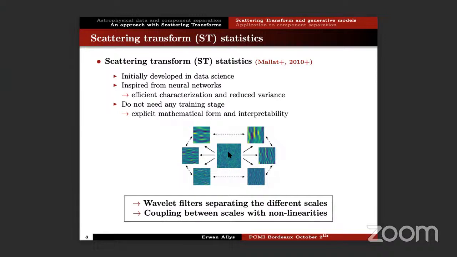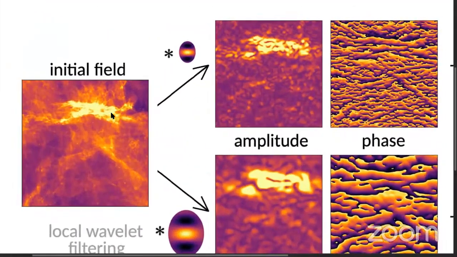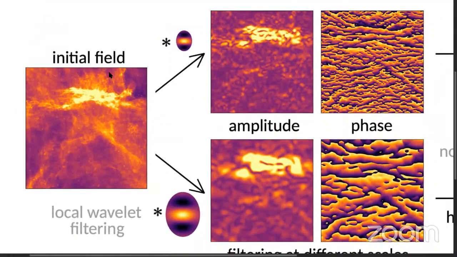And then, to do that, you will use wavelet filters, which are basically just simple bandpass filters. And then you will characterize this coupling, this interaction between scales, with nonlinearities. So let's consider again the initial fields that we had. Here you see the Herschel SPIRE observation. And basically what you can do is to filter it with bandpass filters, which are wavelets.